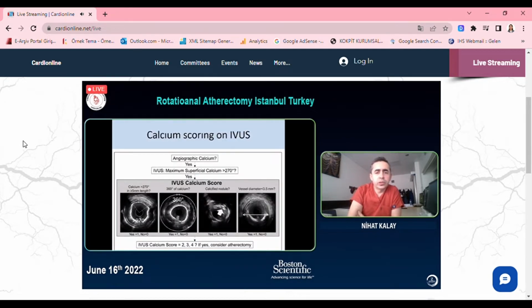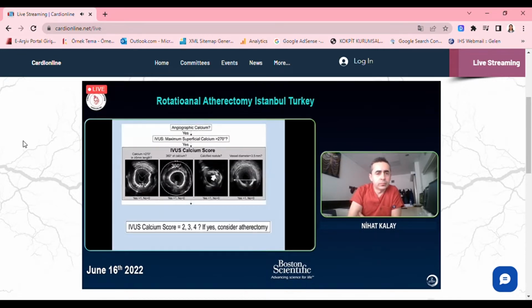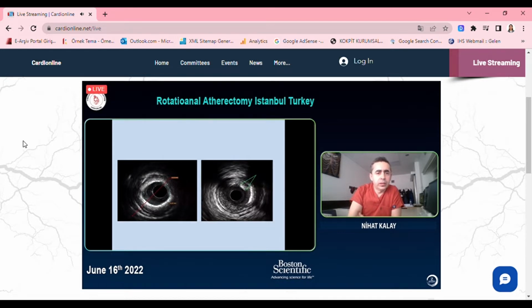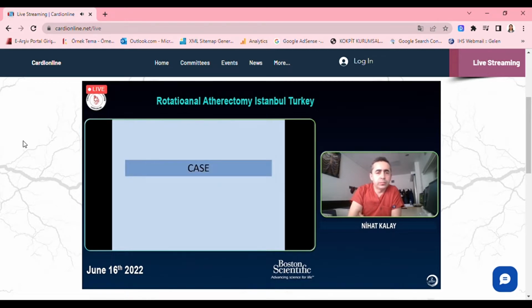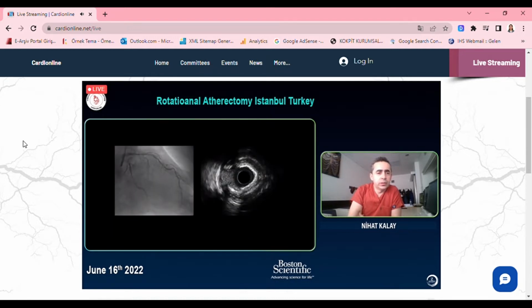Another different algorithm: if you have a vessel narrower than 3.5 and you have a calcified nodule, atherectomy should be considered for optimal PCI. In a calcified nodule, you can see the 2 o'clock position, all circumferential calcium. One case, I will show you one case example.